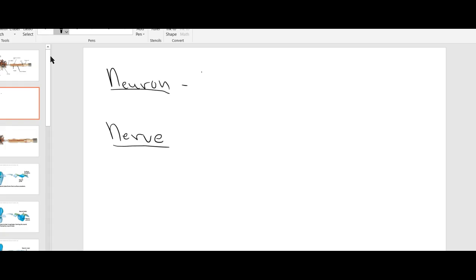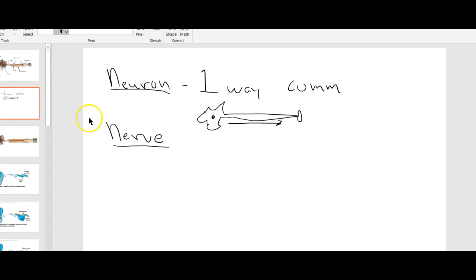So a neuron is for one-way communication. If the cell body's here, there's your axon, axon terminal. I'll even give it a nucleus. If you are a neuron, action potentials always only travel in one direction. So a neuron is either carrying information away from the brain, and it is a motor neuron, or it's carrying information to the brain, so it is a sensory neuron.